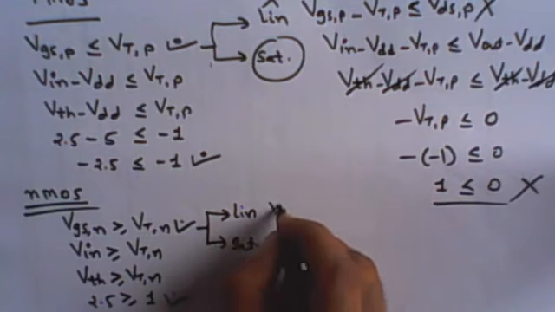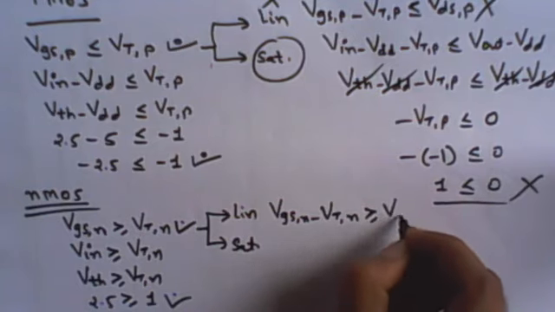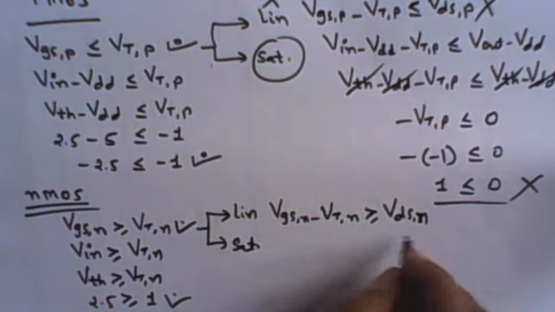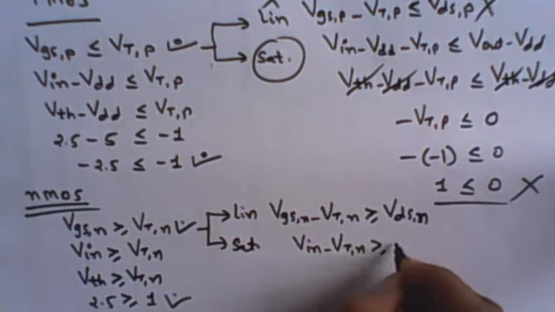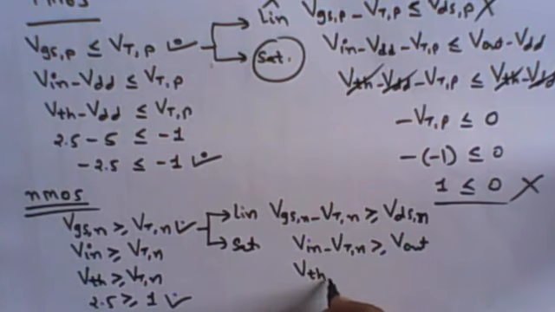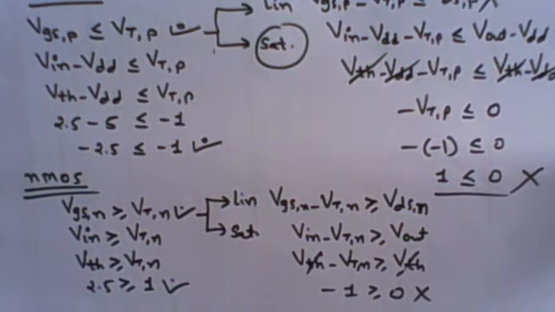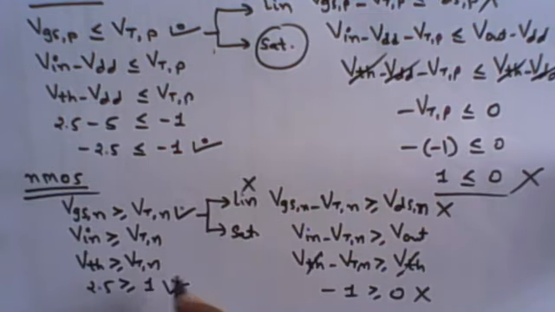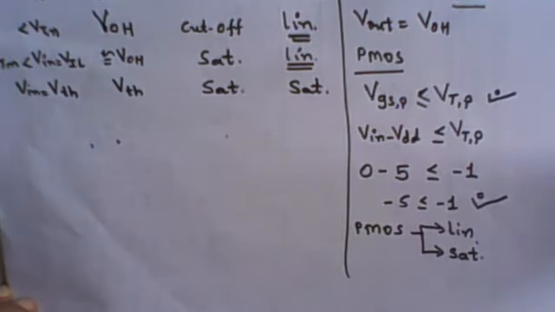For the linear region, the condition is that VGS of n minus VT of n is greater than or equal to VDS of n. Let me check whether this condition is satisfied. VGS of n is equal to input, and VDS of n is equal to output. Input is VTH, and output is also VTH, so they cancel. So -1 is greater than or equal to 0? No. -1 is not greater than or equal to 0. So this condition is not satisfied. That means the nMOS is not in the linear region, so the nMOS operates in the saturation region. So whenever input and output are equal, both MOSFETs operate in the saturation region.